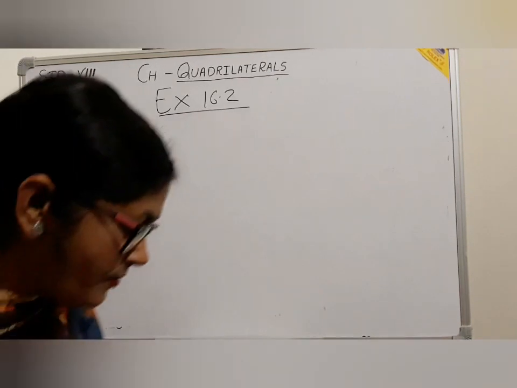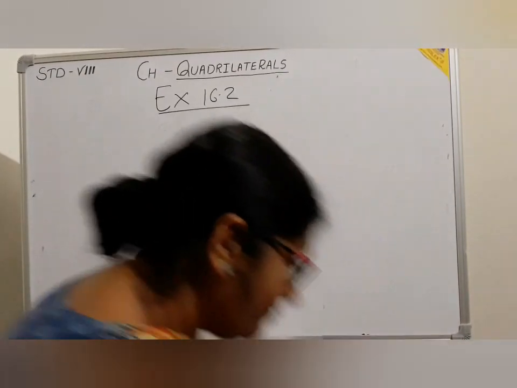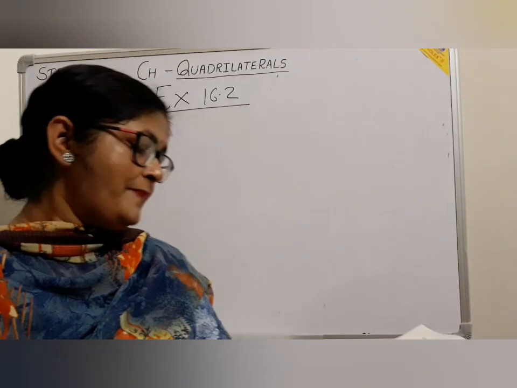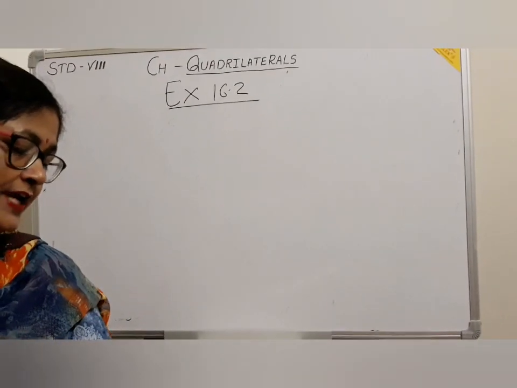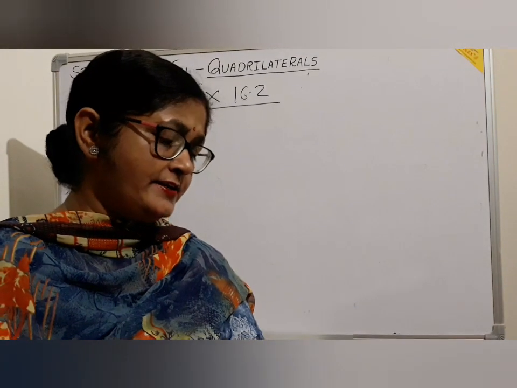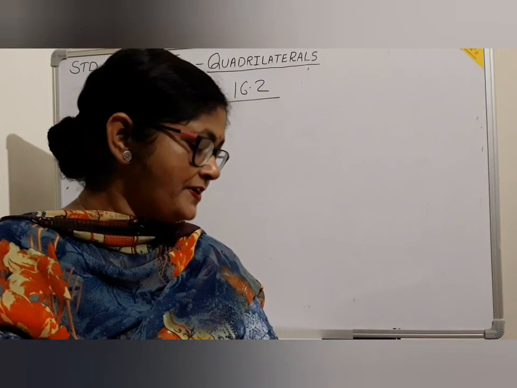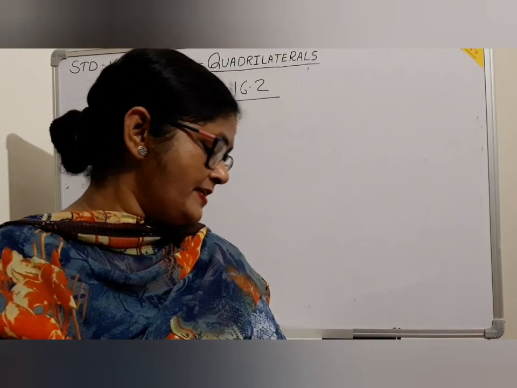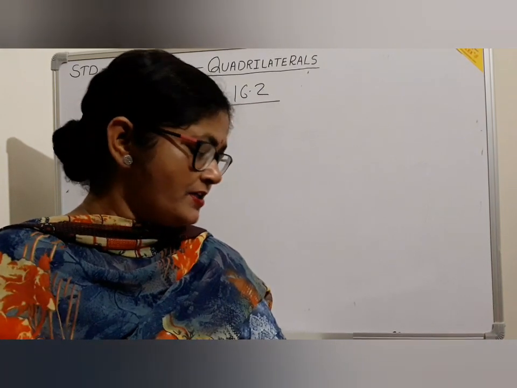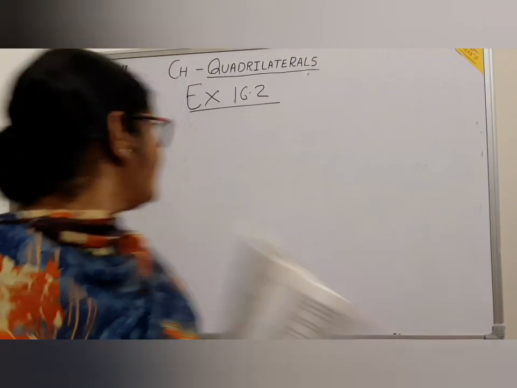Now question number 3. One side of a parallelogram is 25 centimeters more than its adjacent side. Find the measure of its sides if its perimeter is 170 centimeters. This question is different from the first and second because the perimeter is given.